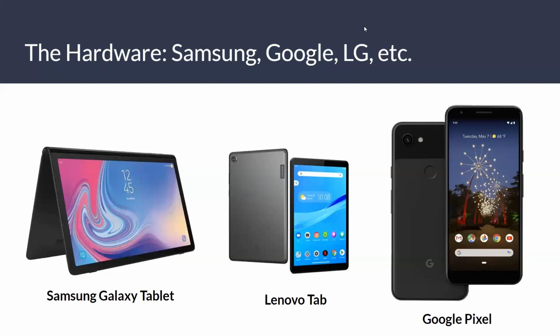The hardware, so this is how the products look. As you can see here, the Google Pixel looks different than the Lenovo, and Samsung looks different.